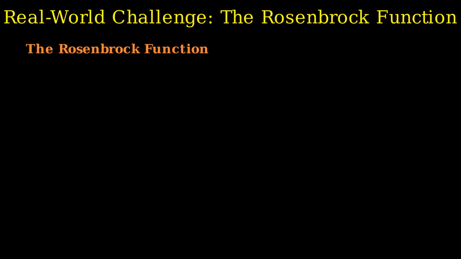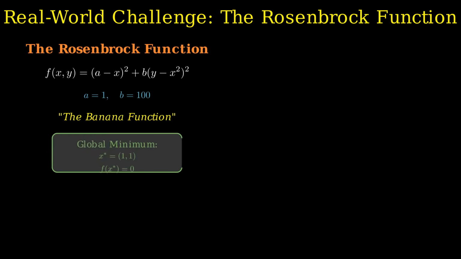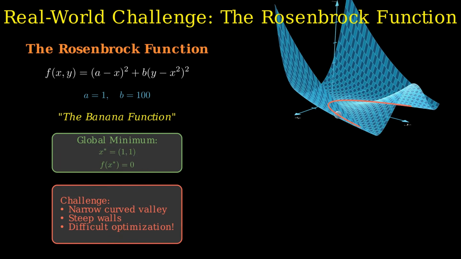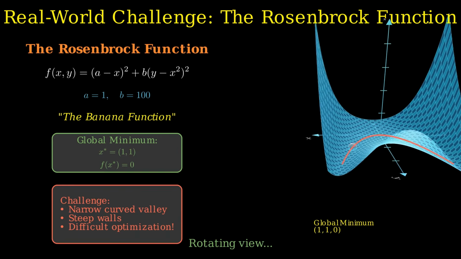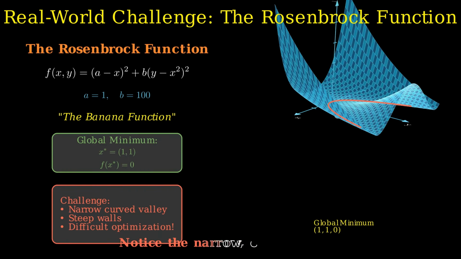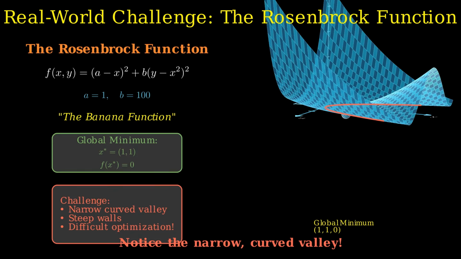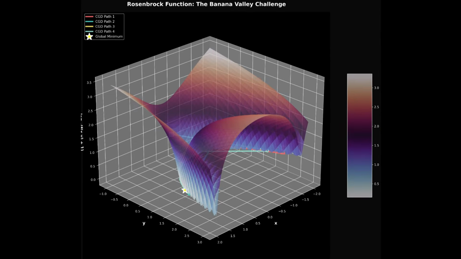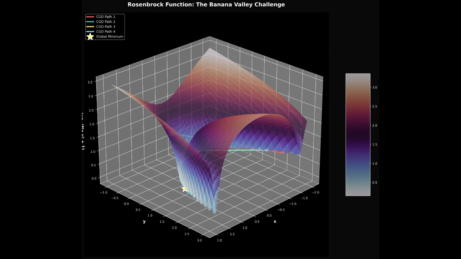I've implemented both gradient descent and conjugate gradient descent on the Rosenbrock function, also known as the banana function, one of the most challenging test functions in optimization. It has a narrow, curved valley that makes optimization really difficult. Let's see how both algorithms handle it. Here's what we're dealing with. The Rosenbrock function in 3D, see that long, narrow, curved valley? This is what makes optimization so challenging.